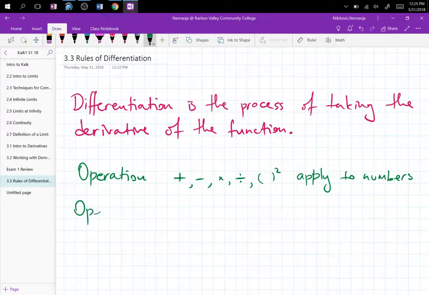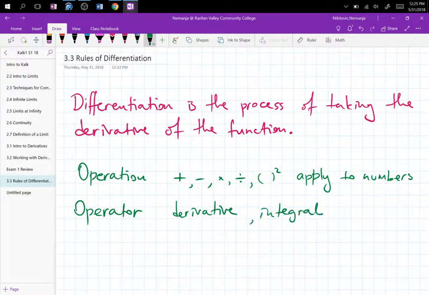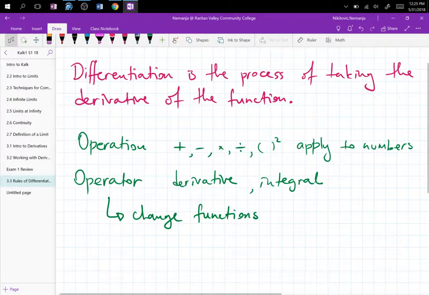Then you have an operator. Now that would be the derivative or the integral. Operators change functions. So operations, yes, we can add functions because functions ultimately give us y values which you can add and subtract and so on. So yes, you can do the operation on functions. But the operator is the derivative or integral, and it changes the entire function.